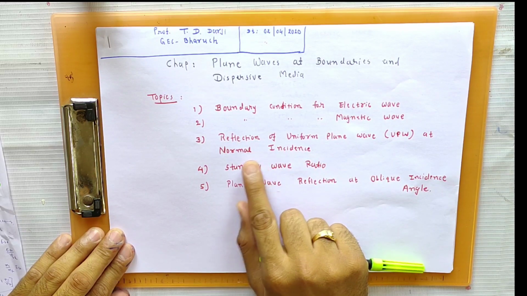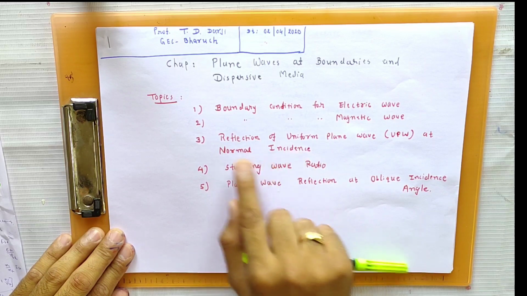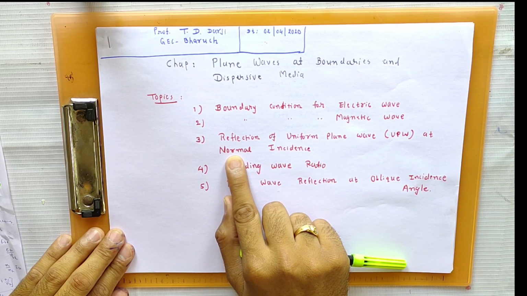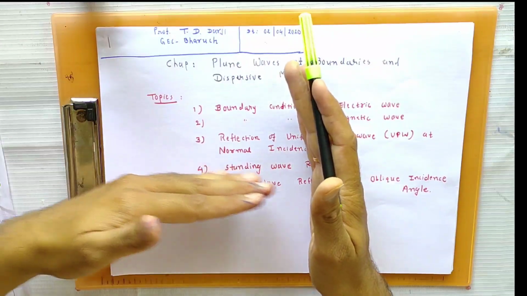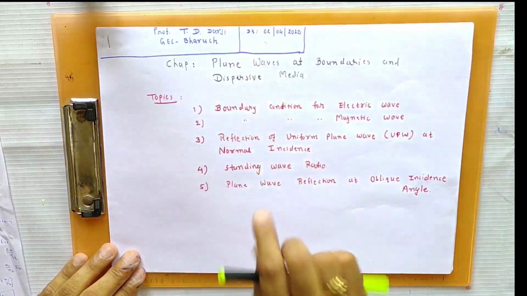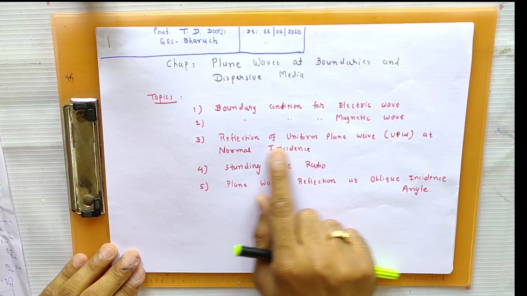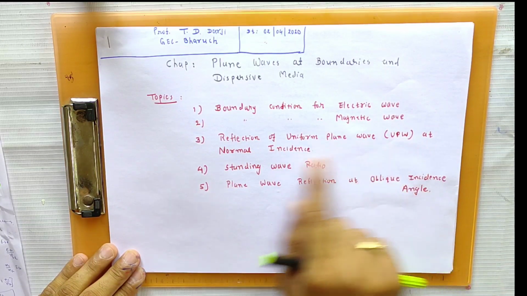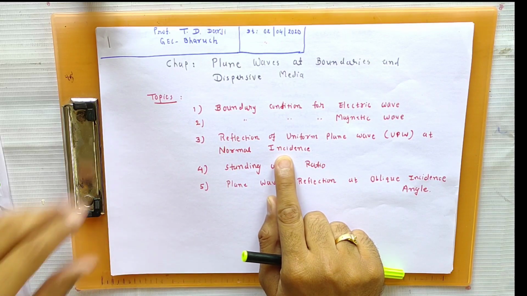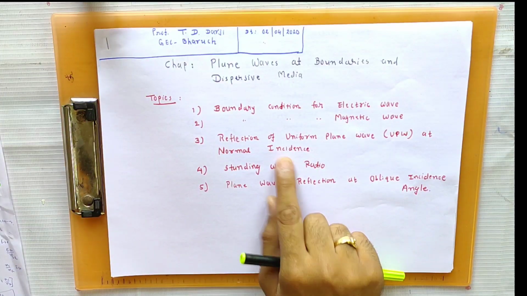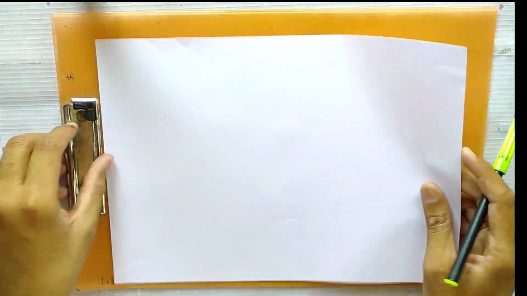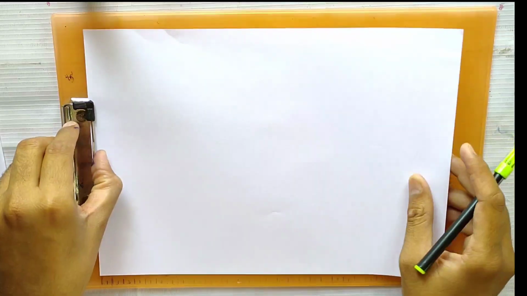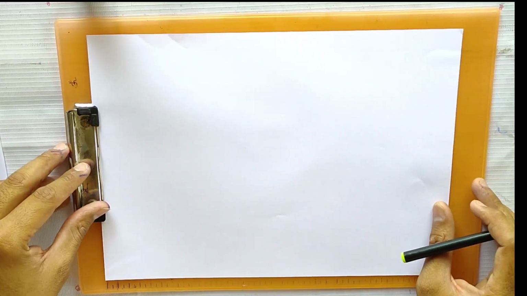So what do we mean by normal incidence? Normal means perpendicular. That means the wave is incident at a 90-degree angle. So it is known as reflection of UPW, uniform plane wave, at normal incidence. We have considered that the electric field is present in the X direction, the magnetic field is present in the Y direction, and the propagation direction is always the Z direction.